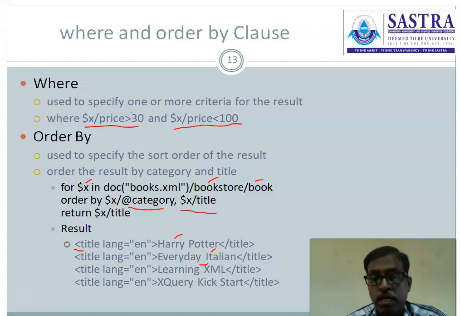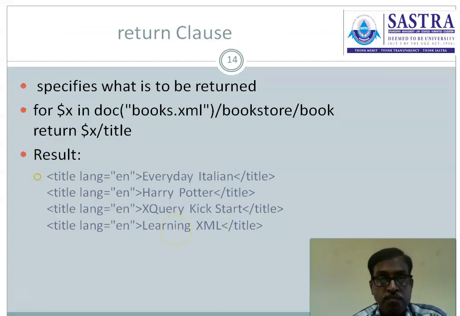So Learning XML and XQuery Kick Start. Based on the category, we are printing the result. And then the return clause. What should be returned is mentioned by using the return clause. We already had that example in the previous example also.